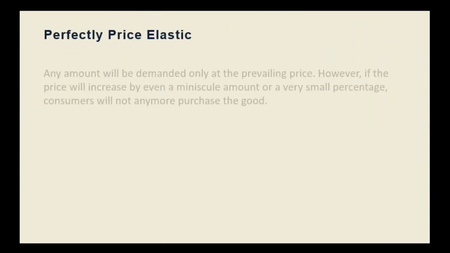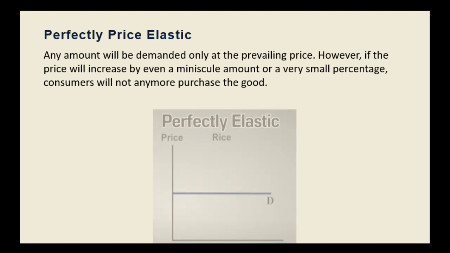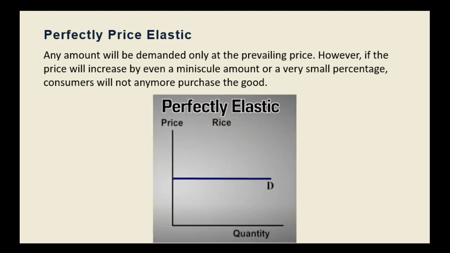On the other hand, demand can be perfectly price elastic. That is, any amount will be demanded only at the prevailing price. However, if the price increases by even a minuscule amount, a very small percentage, consumers will no longer purchase the good. A perfectly elastic demand curve is illustrated as a straight horizontal line. An example of a good that may be perfectly elastic is a trip to outer space.